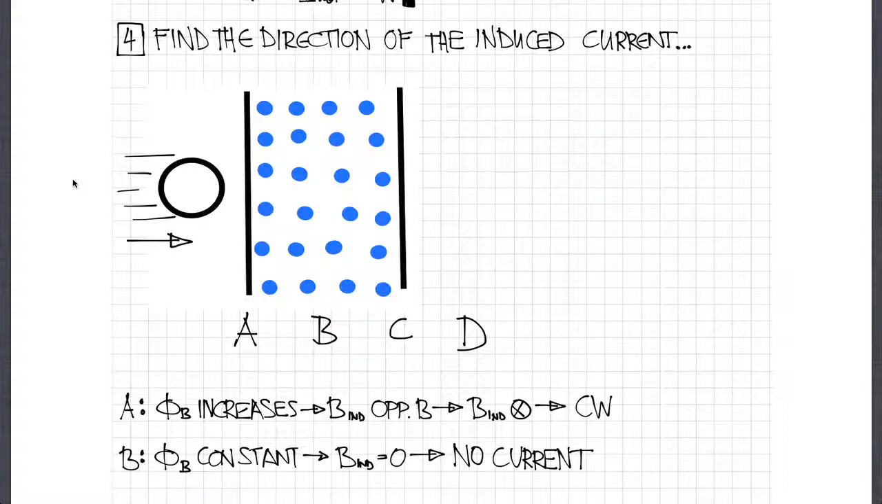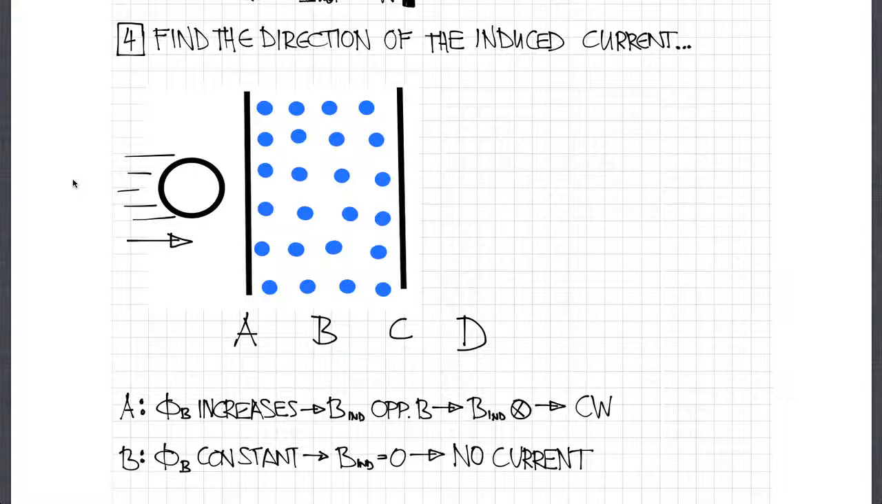So at point A, this hoop is slowly penetrating the area with magnetic field. And if you think about this, what this means is that while it's flying through there, the magnetic field that is surrounded by the metallic hoop increases, meaning that the flux is increasing. Because the flux is increasing, it means that the induced field has to oppose what is causing it, so it points into the plane. And if you now use the right-hand rule, what you obtain is that the current goes clockwise.